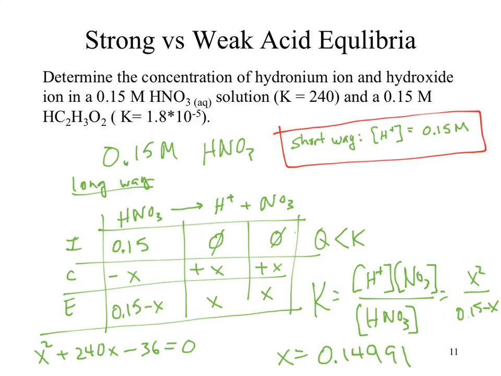So the short way, what we're saying is because it's a strong acid, when I take HNO3, it completely dissociates into the ions. So if I take one molecule of HNO3, how many atoms of H plus are generated? One. Because it's a strong acid, I know it completely dissociates. So if I start with 0.15 moles of HNO3, how many moles of H plus are generated? 0.15. Okay? Every single time, because it's strong. Does that make sense?